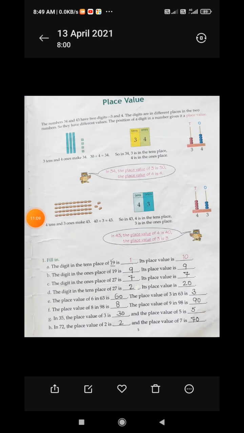Now the next chapter is place value, page number 5. Here you can see question number 1, fill in.